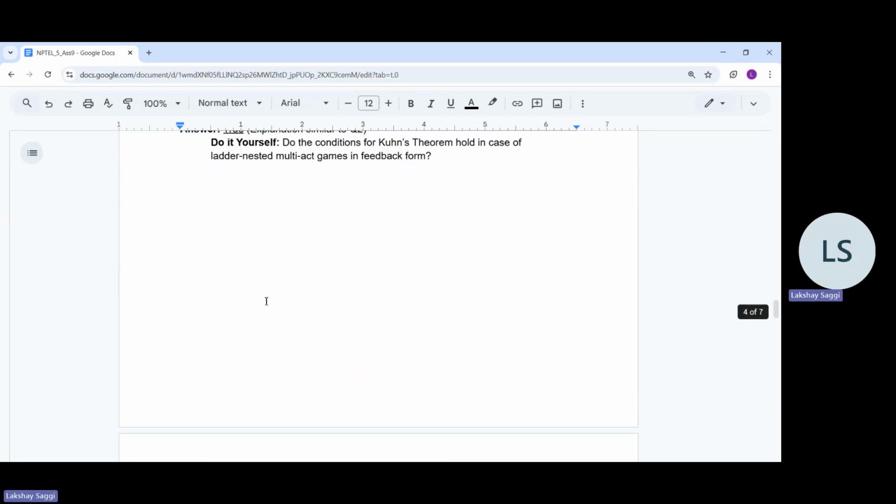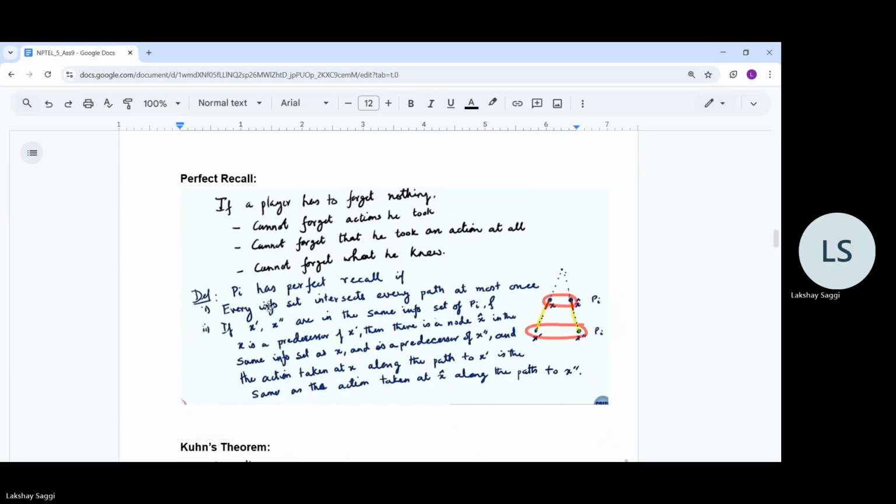You'll actually see that all the information sets here are singleton sets. Here you can see that every information set intersects every path at most once. If all information sets are of size one, then this condition holds. Similarly, for the second condition, if x prime comma x double prime are in the same information set, and all information sets are already of size one, then this condition will always be satisfied, because the if condition will never come out to be true.